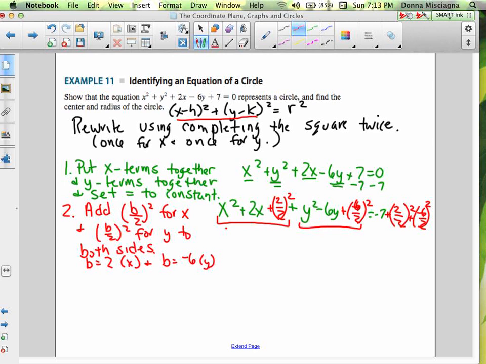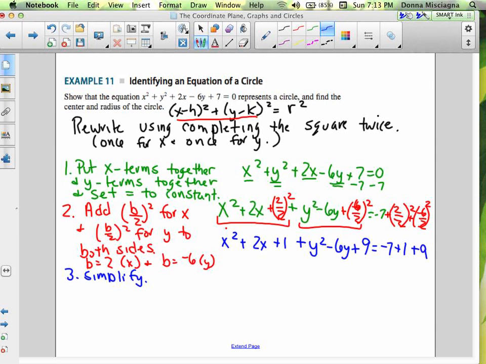All right, so let's just simplify. And I'll do that in blue. So this would be x squared plus 2x. 2 divided by 2 is 1. 1 squared is 1. y squared minus 6y, plus -6 divided by 2 is -3. -3 squared is 9. And then I have the same thing here: -7 plus 1 plus 9.